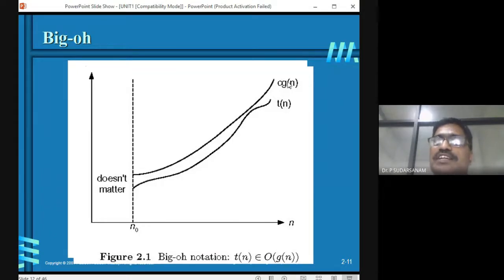So that means g of n is called one set, T of n is called one set. For g of n, assume that 1, 2, 3, 4, 5, 6 is there. Now T of n is nothing but what I have told you, 2. 2 belongs to g of n, 2 is available in that. So T of n belongs to order of g of n.